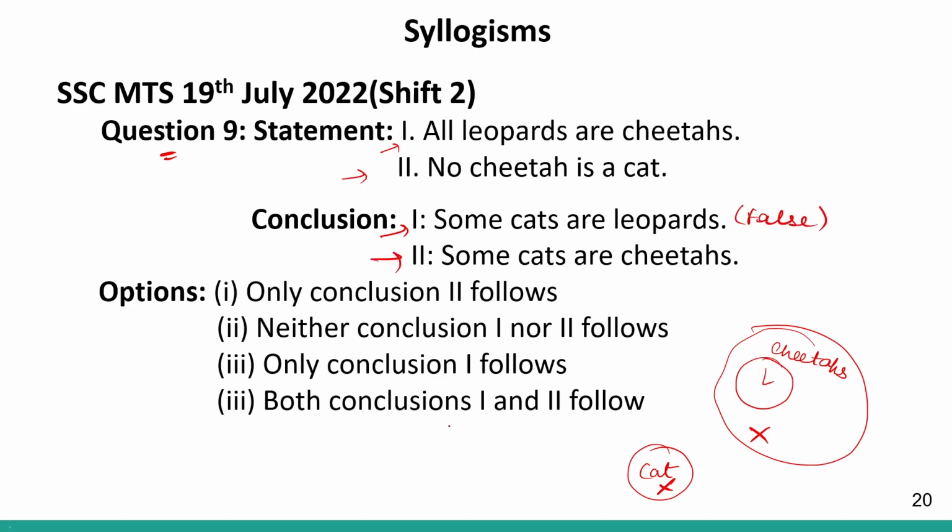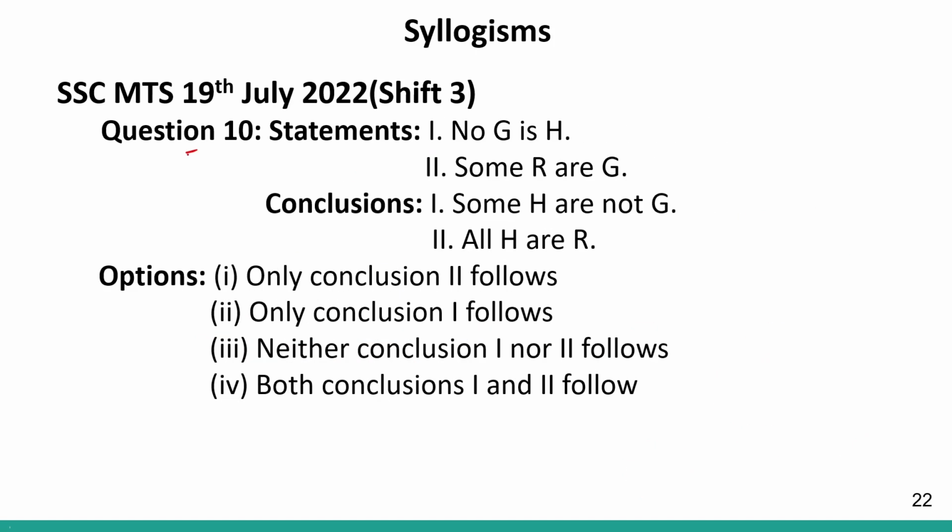Conclusion number 2 says some cats are cheetahs, definitely false because there is a restriction, they cannot overlap with each other. So both my conclusions are false. So my answer will be option number 2, neither conclusion 1 nor 2 is following. Both of them are wrong. Correct?